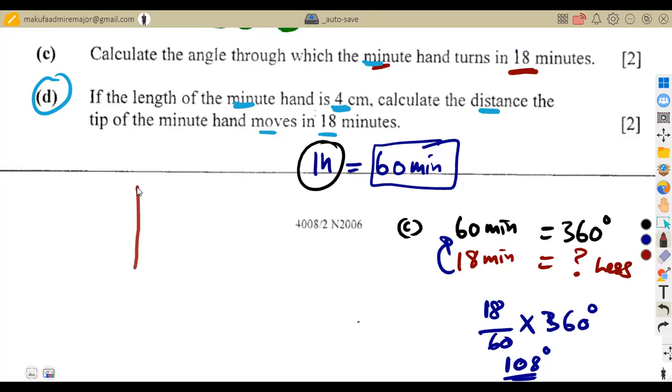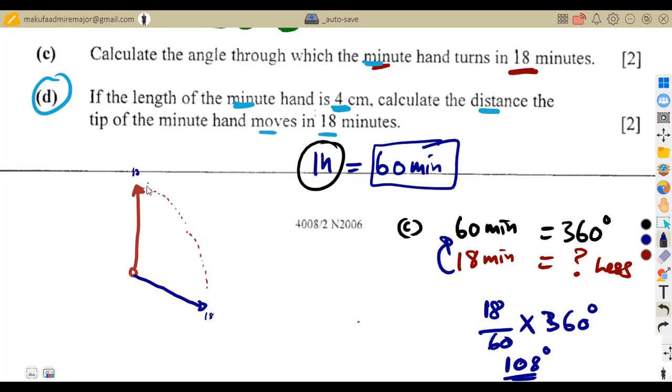Let's say this is our minute hand. From this point, it is moving. The tip of the minute hand is moving for 18 minutes. So at the end, we are going to see the minute hand at this point. It was moving to this point, to this point, up to the point where we have 18 minutes. Maybe we started at 12, and that is going to be 1, 2, 3 after. Maybe this is where we have our 18.